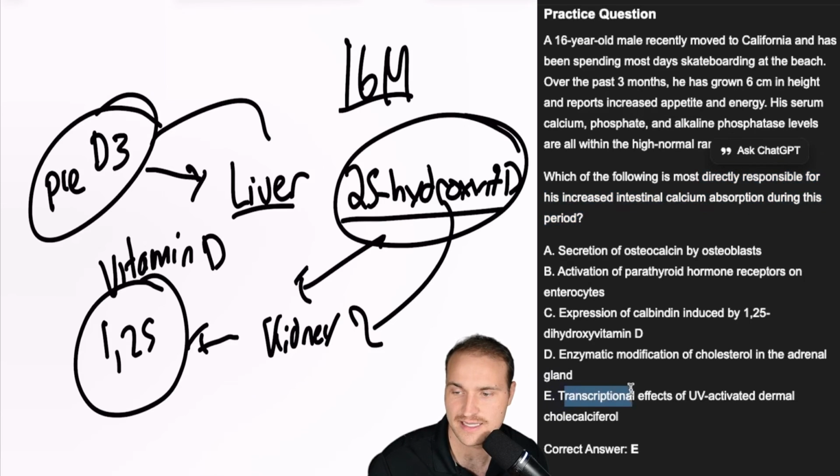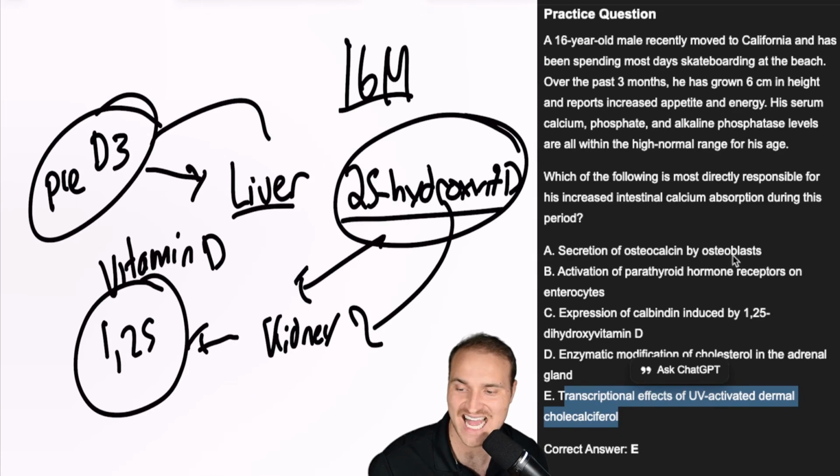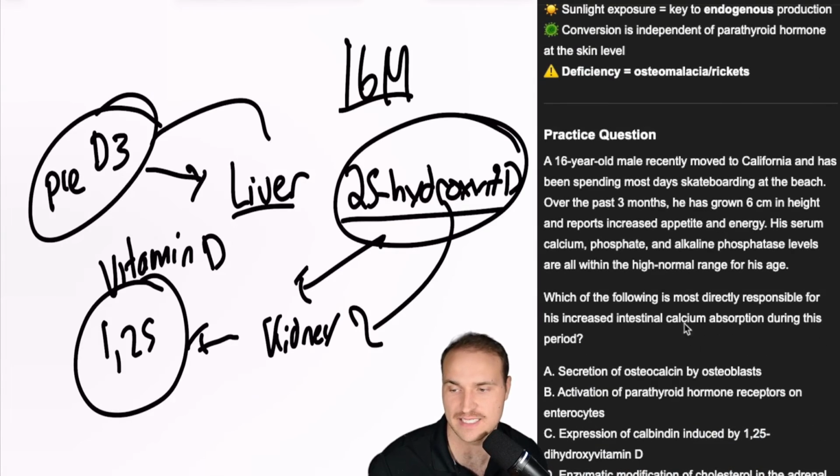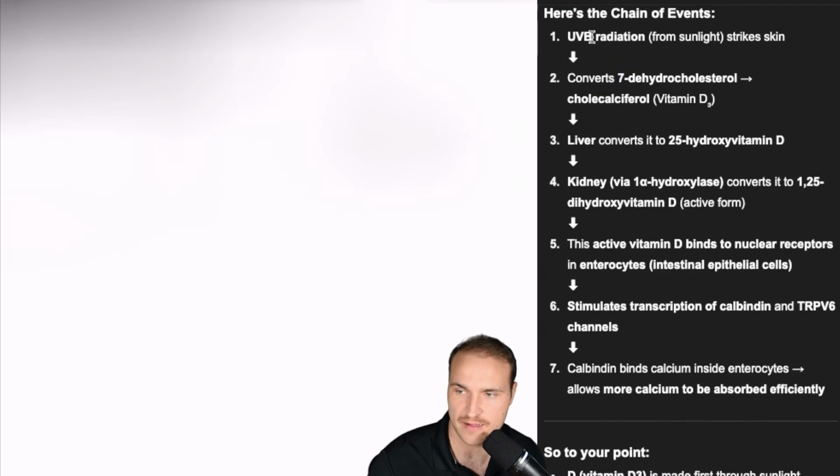The answer is the transcriptional effects of UV-activated dermal cholecalciferol. So that's the conversion of 7-dehydrocholesterol and the vitamin D3 in the skin. That causes our active vitamin D, and that helps us get our calcium and phosphate absorption. So here's the pathway. Irradiation, 7-dehydrocholesterol to cholecalciferol, vitamin D3.